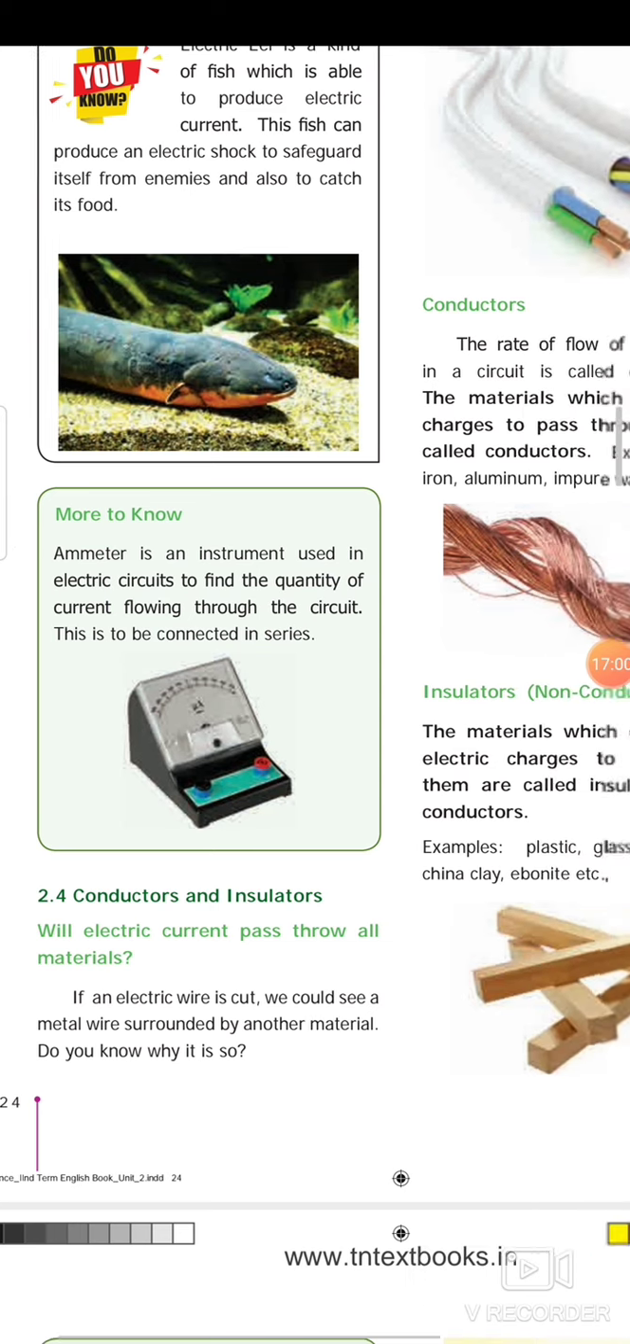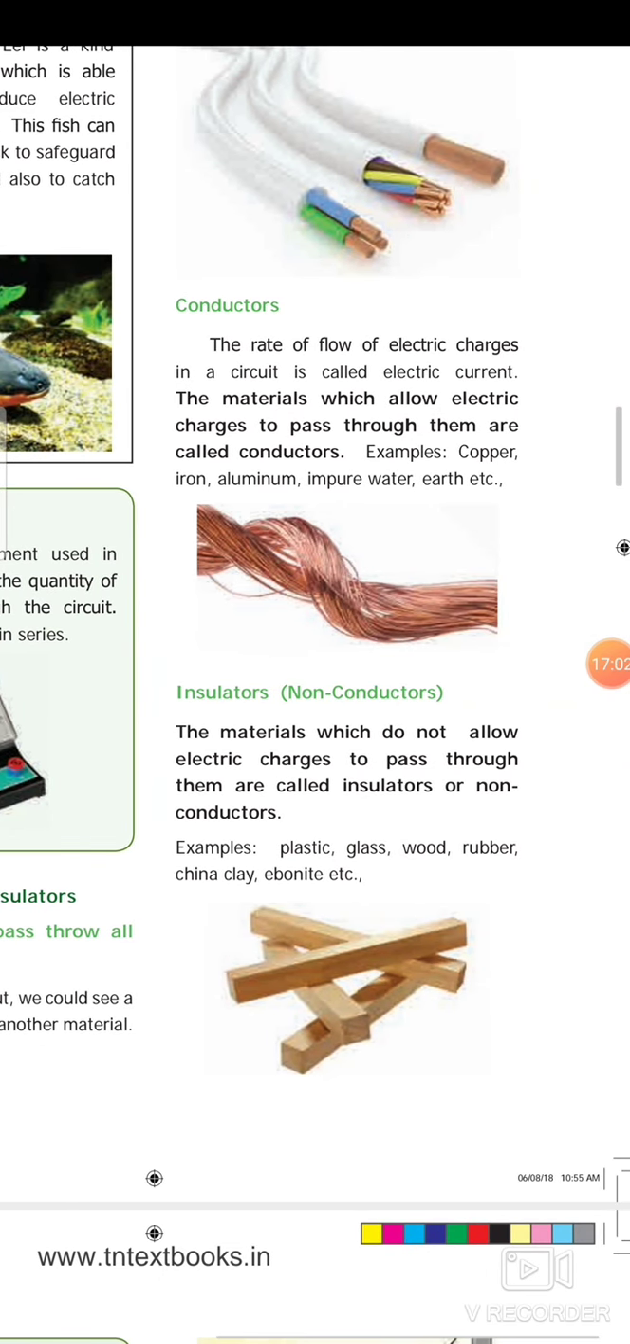Let's see them. What are conductors? The rate of flow of electric charge in a circuit is called electric current. The materials which allow electric charges to pass through them are called conductors. Example, many metals, copper, iron, aluminium, impure water, earth, etc. Even human body. Human body, very good example for conductor.